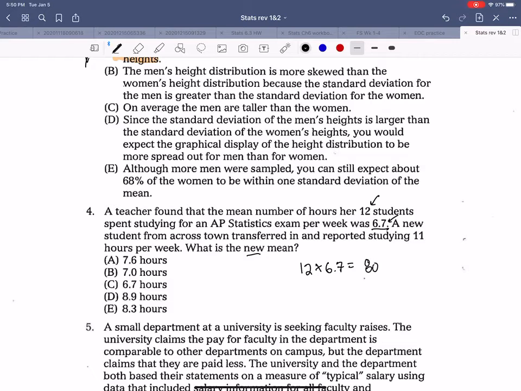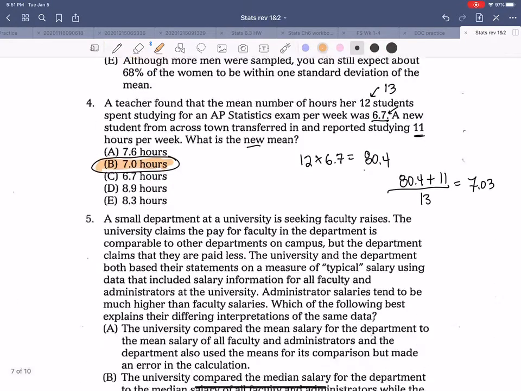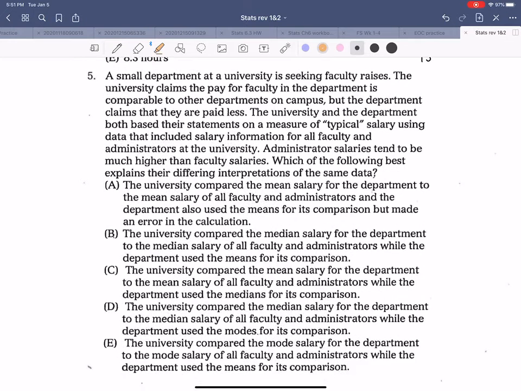So I get 80.4. And so I can take that 80.4 and then add it to this new 11. And I want to divide it by 13 because now I have 13 students. And that should give me the average. All right, so if I add that to 11 and divide by 13, I get 7.03. And did I get an answer like that? Yeah, B. Nice work.